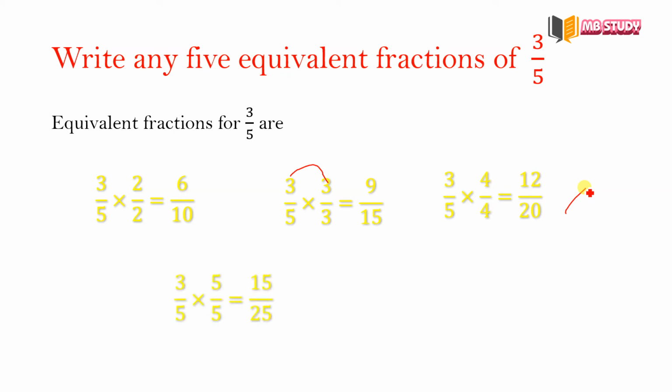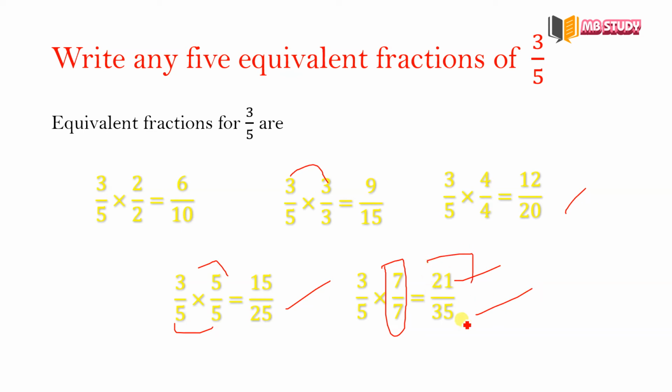The next one we multiply with 5. 3 fives are 15, 5 fives are 25, 15 by 25. This is also equivalent to 3 by 5. In these three steps we followed the sequence: 2, 3, 4, 5. But here I am not following the sequence; I am multiplying with 7, skipping 6. No problem, we can multiply with any desired number. 3 sevens are 21, 5 sevens are 35, 21 by 35. So these are the equivalent fractions of 3 by 5.